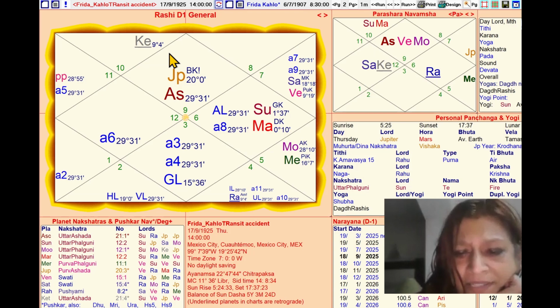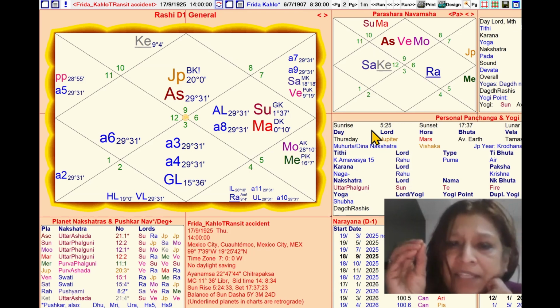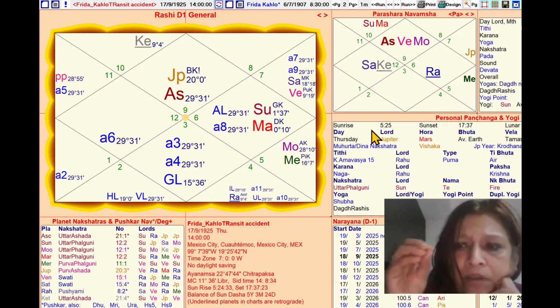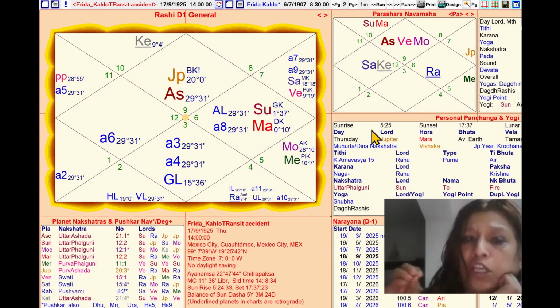Okay, guys. I shall see you guys on Friday. Do this exercise for your chart: Saturn natally to the chart, count till your Janma Tara Moon Nakshatra.